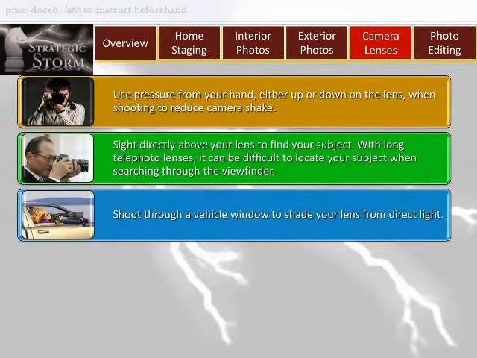Shoot through a vehicle window to shade your lens from direct sunlight. With a telephoto lens, you can set up on one side of your vehicle, allow the lens to extend into the automobile, and focus on the subject outside the opposite window. The vehicle acts as a telephoto lens shade, allowing you to get the shot while avoiding streaks of light.